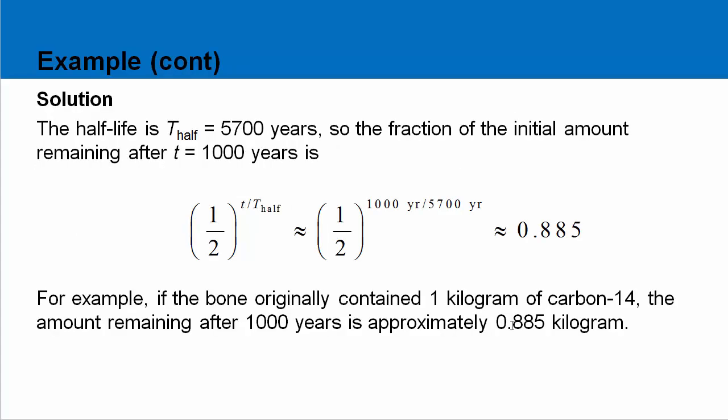So the half-life, 5,700 years. So the fraction of the initial amount remaining after 1,000 years is very easily just 1/2 to the 1,000 over 5,700. You do the math and it comes out to about 0.885. So if the bone originally contained 1 kilogram of carbon-14, then after 1,000 years, it would have approximately 0.885 kilograms. And that's basically the technique they use for carbon dating things.